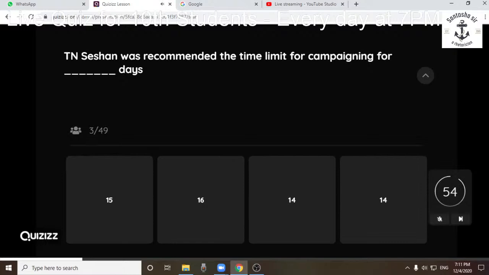T. N. Seshan recommended the time limit for campaigning for how many days? So how many days did he recommend as the time limit for campaigning at the time of elections? Recommendation of T. N. Seshan. You have 25 seconds more. 23 members already answered this question. 20 seconds more. There is a grammatical mistake in this sentence. Okay.